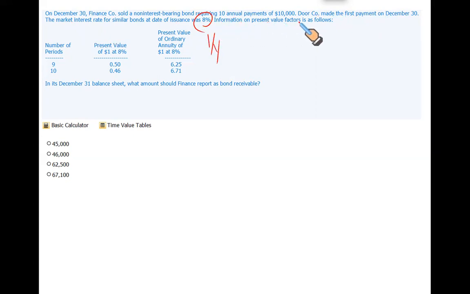Information on present value factor is given as follows. Number of periods, 9. The present value factor is 0.5. The present value of annuity is 6.25. If the number of periods is 10, the discount factor is 0.46 and the annuity factor is 6.76.